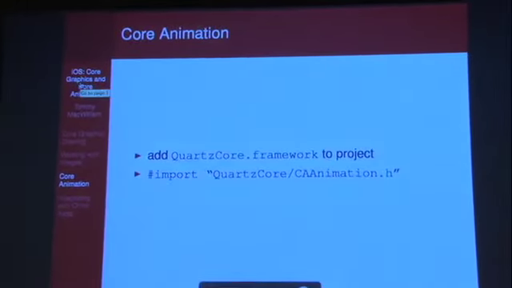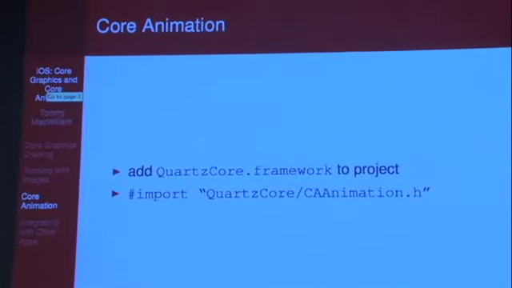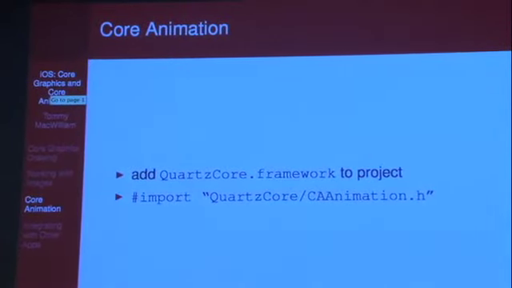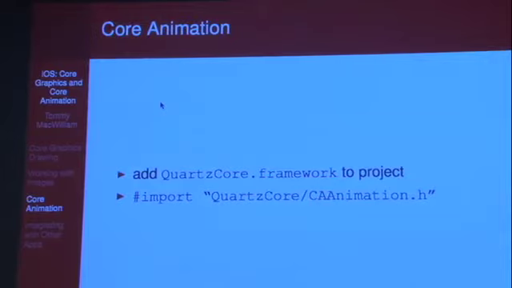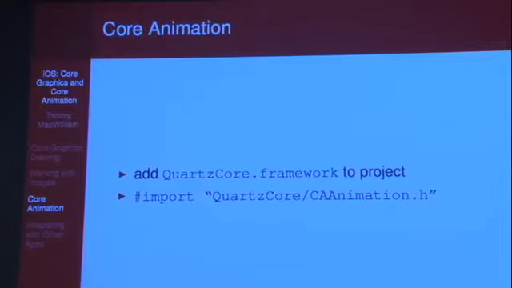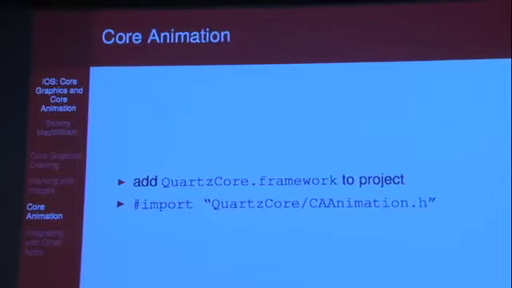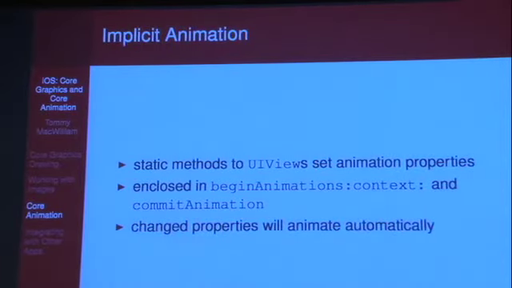So then, only once that framework has been added to your project so that your project can link to it, you now need to import the corresponding header file so that the compiler knows what methods are defined in this static library. So make sure to add import Quartz core, and then for this animation stuff, we'll be just simply using this one header file, CA animation, that will take care of loading everything else that's necessary.